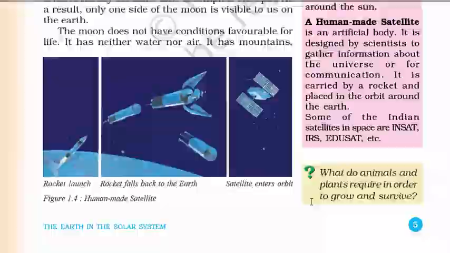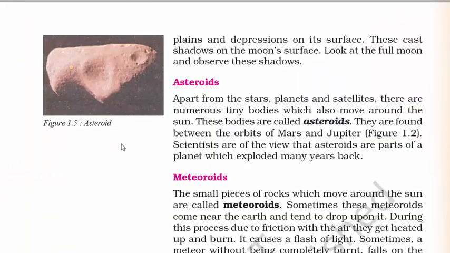Now let's move on to the next page. In this page we will read about asteroids and meteorites. Apart from stars, planets and satellites, there are numerous tiny bodies that move around the Sun, called asteroids. You must have seen all of those sci-fi movies, right? You see all those flashy things that move from one place to another in space. Those are nothing but asteroids. Just remember that. One important thing, they are found between the orbits of Mars and Jupiter. Previously, we read that there is an asteroid belt located between Mars and Jupiter. Just remember MJ, Michael Jackson, and there is a belt, the asteroid belt.